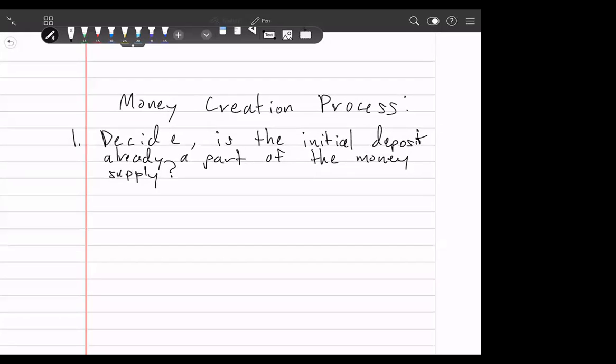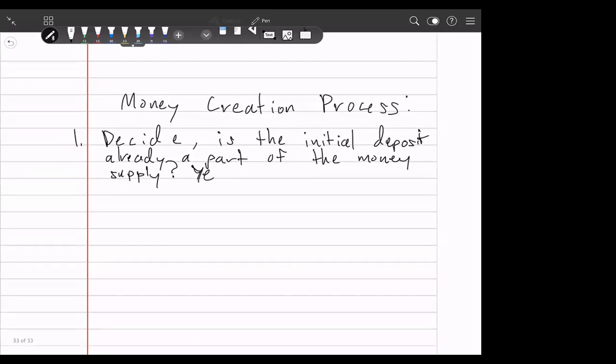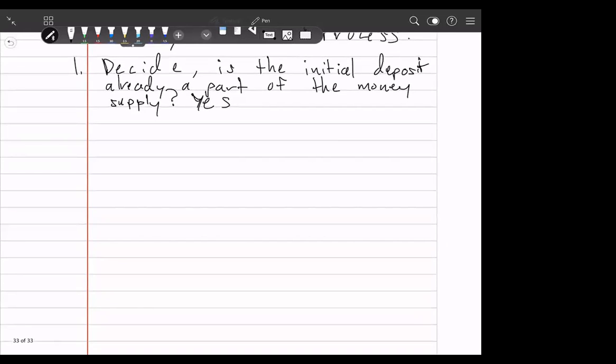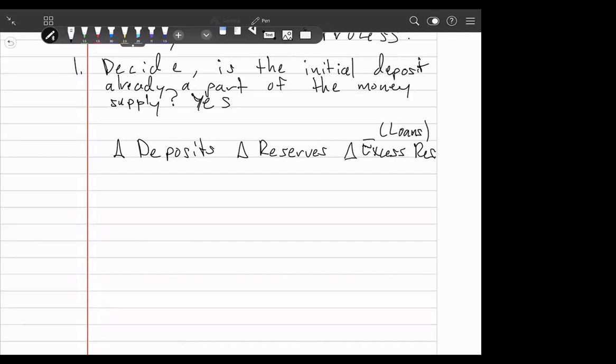So the answer is yes. We need to keep this in the back of our minds. Then I'm going to draw a table. That table is going to have the deposits, the reserves, and the excess reserves, or what gets loaned out. If it says loans instead, they're equivalent. If it says changes sometimes, also the same idea.